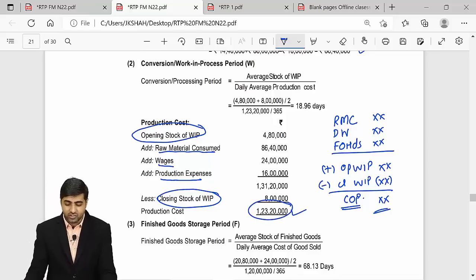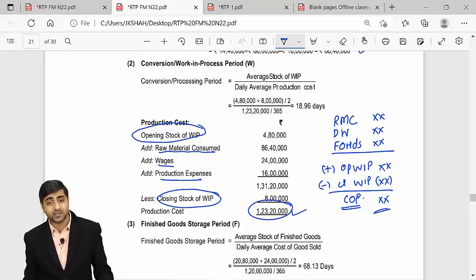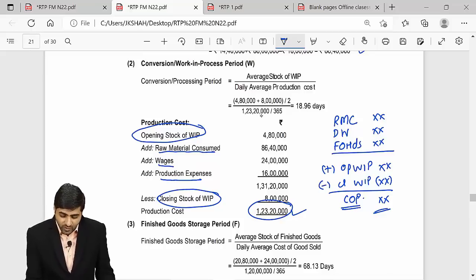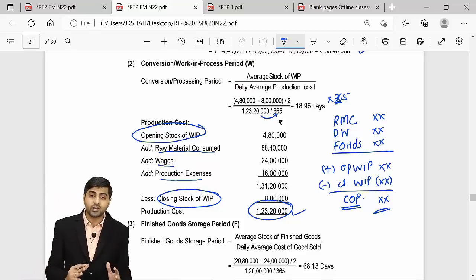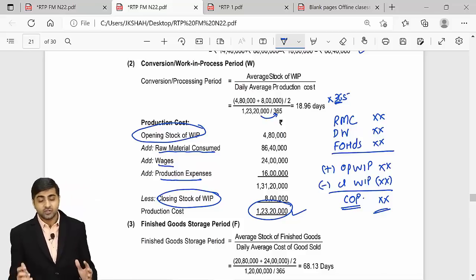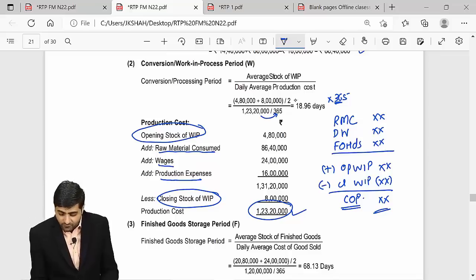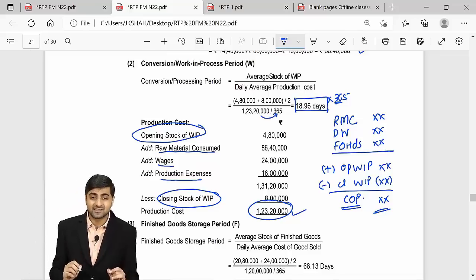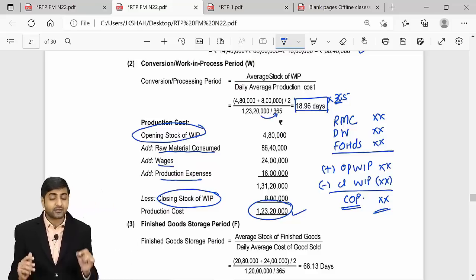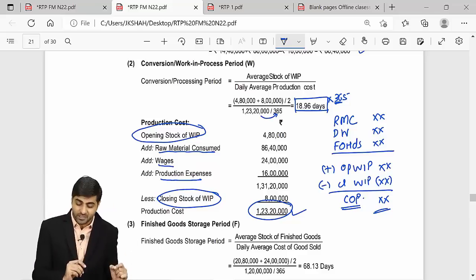So we will get the cost of production as 1,23,20,000, which will be divided by 365, or else you can simply take your 365 here only and do it accordingly. We have opening and closing stock both available of your WIP. So then your conversion of WIP period will be nothing but 18.96 days. So approximately 19 days, that will be your stock of WIP conversion period.